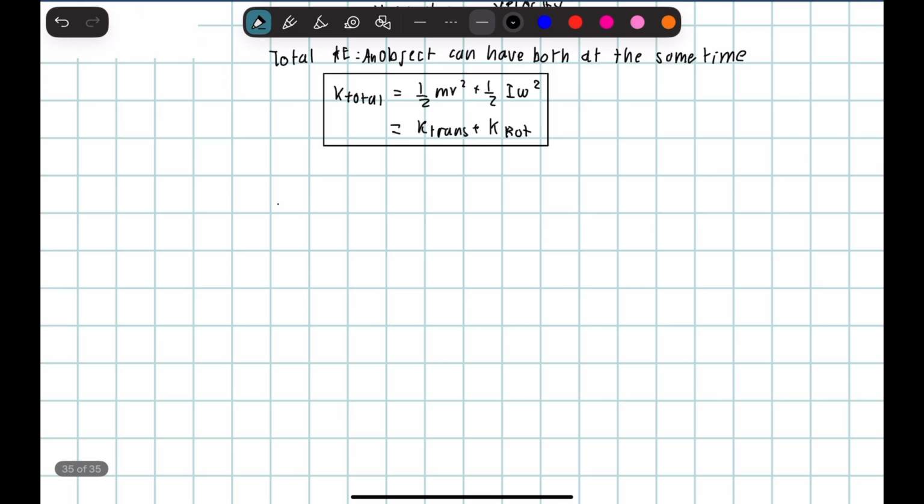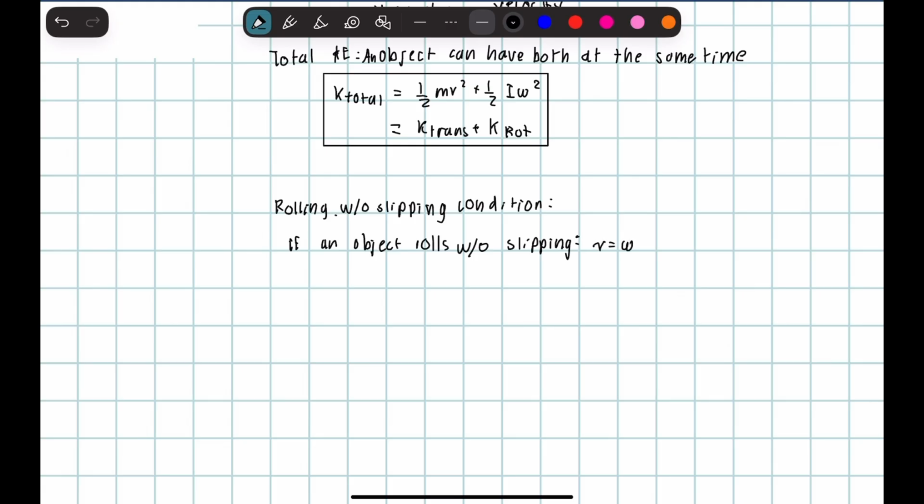Now let's talk about the rolling without slipping condition. This is something that you need to memorize. If an object rolls without slipping, then we have the relationship that velocity is equal to the angular velocity times r. This connects translation to rotation. This comes up a lot in these problems.